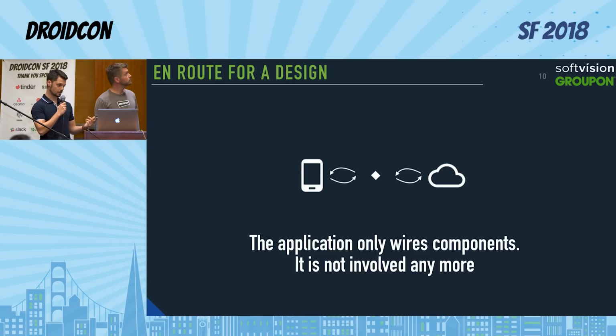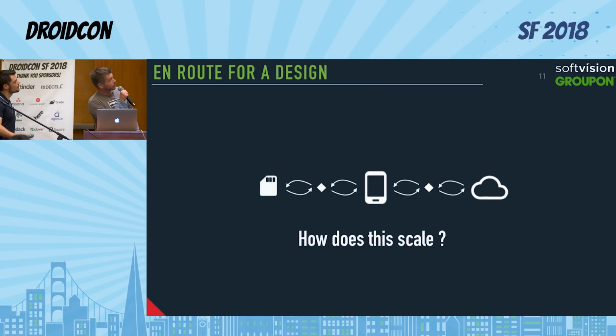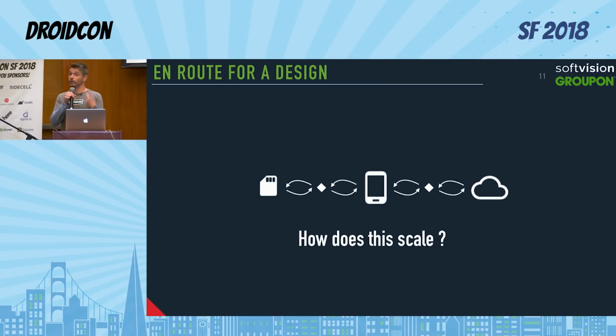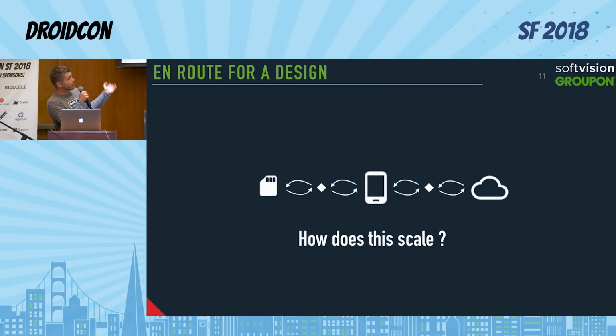Now, I'll let Stéphane explain what happens when we add the second operation. So here on this diagram, you can see that we're going to perform two operations at the same time. So on the left, we're going to access the file system. On the right, we're going to perform a network request.